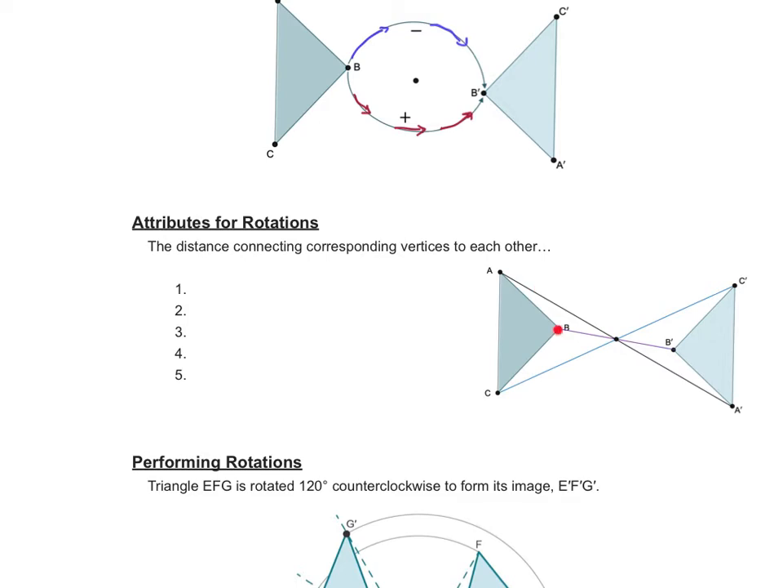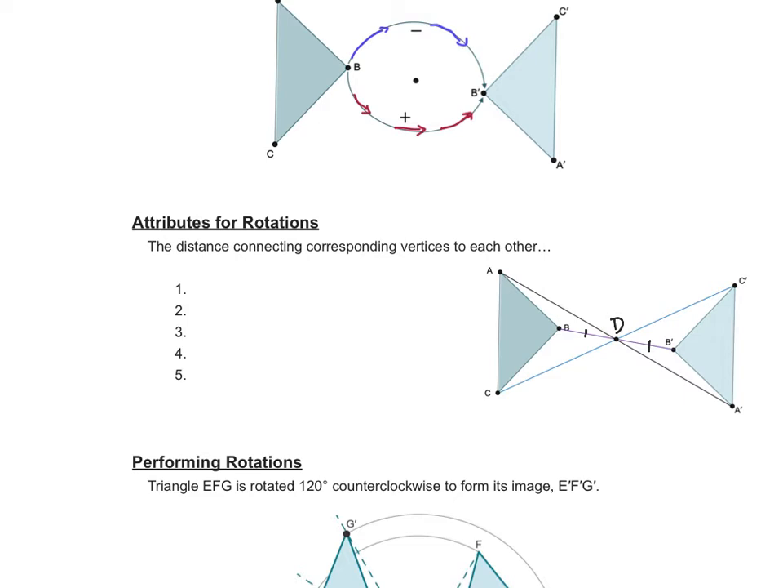Also, all of my lines drawn from vertex to vertex, corresponding vertices, are not the same length. And they are not parallel. Remember, when they were parallel and the same length, that was very common for translations. Let me go ahead and label the center of rotation, and we will call the center of rotation D. If you notice, BD is the same length as B prime D.